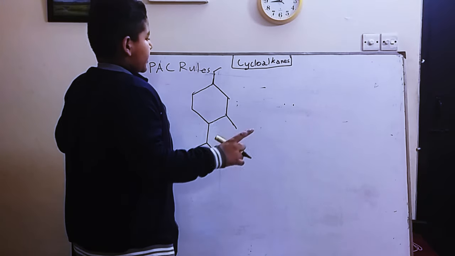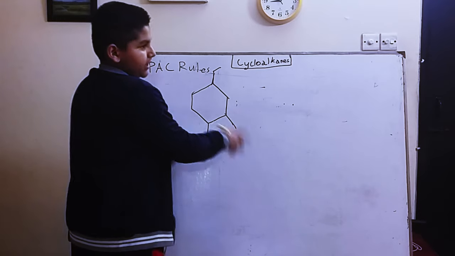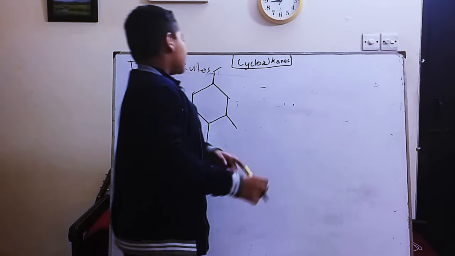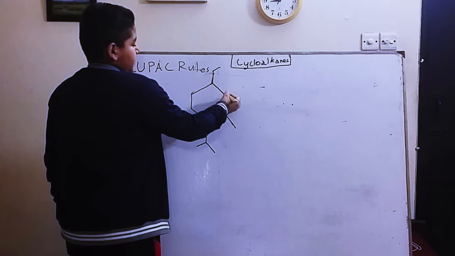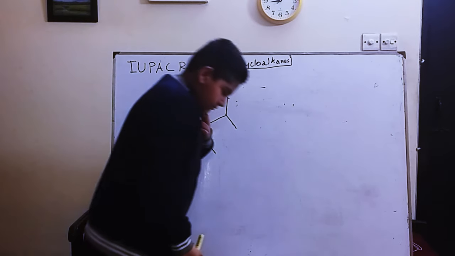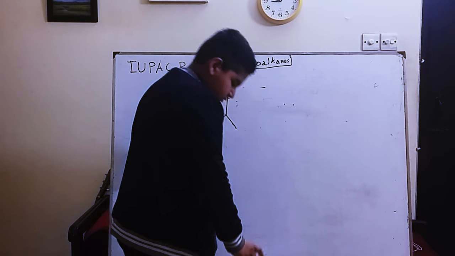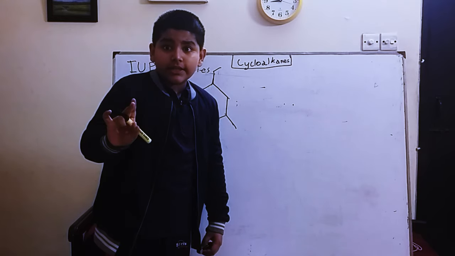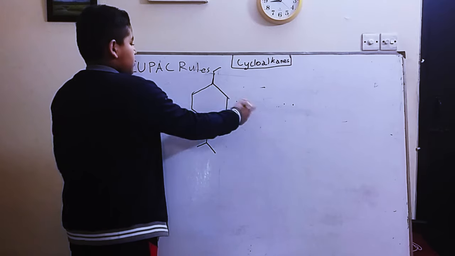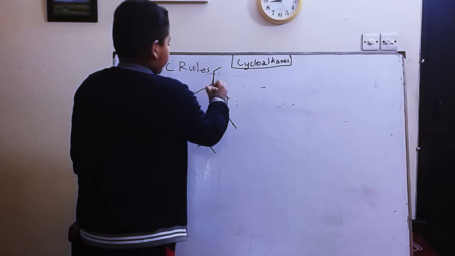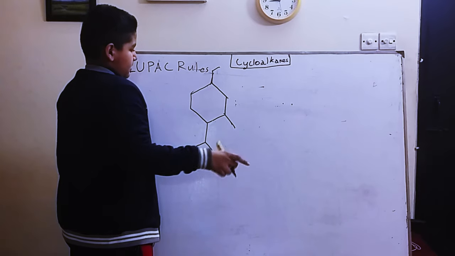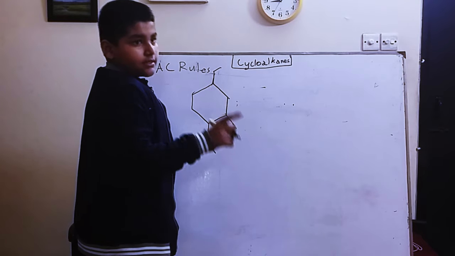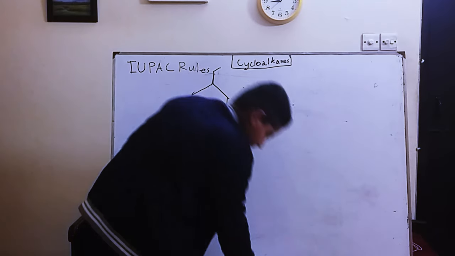So here, the numbering system, you won't get a numbering system from left to right or right to left. Here, there are actually 12 possible ways that you can number this, because you can pick one of the 6 carbons to begin with. But we need to number it so that we get the lowest set of locants. That means there will be different number sets from each possibility, so the smallest set of locants will be the one that we will use.